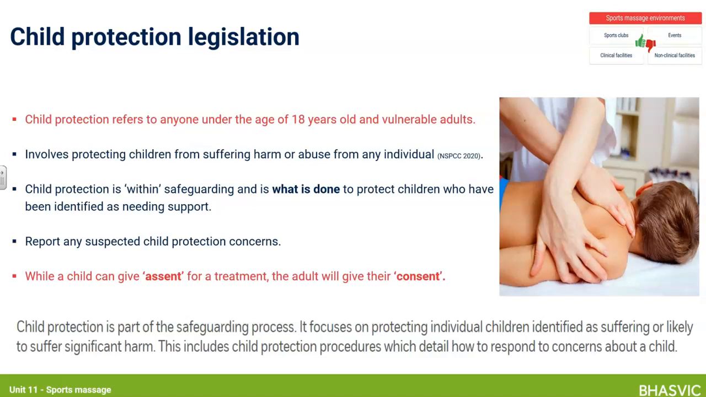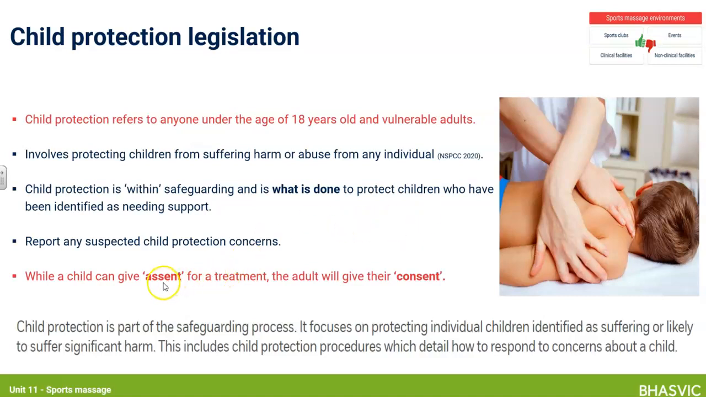Child protection refers to anybody under the age of 18 and vulnerable adults. So this is what needs to be done to protect children who have been identified as being at risk or in need of support. It could be that you're working with a club and a child in the club is known to have been abused in some shape or form, and this would apply to how you work with them and with the relevant adults or supervisors or guardians or chaperones to make sure that they are protected.